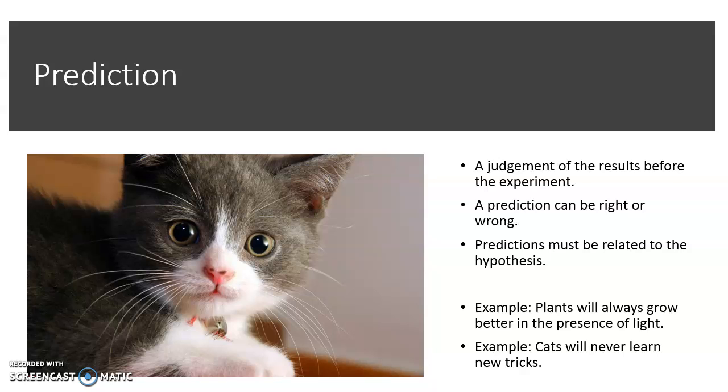And so, for the first example, plants will always grow better in light. Our research question will be, do plants need the sun to survive? Our hypothesis would be all plants need the sun to survive. And then our prediction would be plants will always grow better in the presence of light. And we would set up an experiment to see if this is true. We would have to test many different types of plants, and we would have to test them in many different conditions to see if they would always grow better in the presence of light.